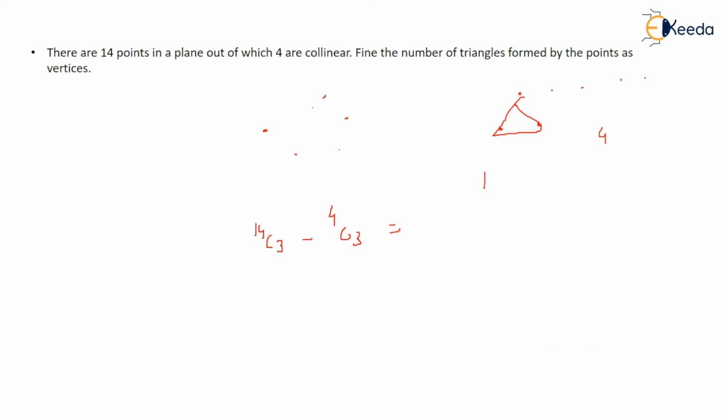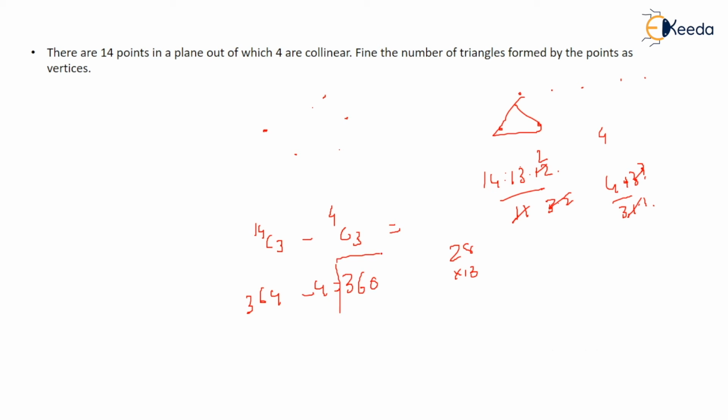So 14C3, so 14 into 13 into 12 upon 3 into 2 into 1. 12 cancels with 6 to give 2, and 2 into 2 is 4 cancelling with 14 to give 28. 28 into 13 comes out to be 364, minus 4C1, that is 4 factorial upon 3 factorial into 1 factorial, so 4 into 3 factorial, 3 factorial cancels, giving 4. So 364 minus 4 comes out to be 360. So 360 is the answer to this question.